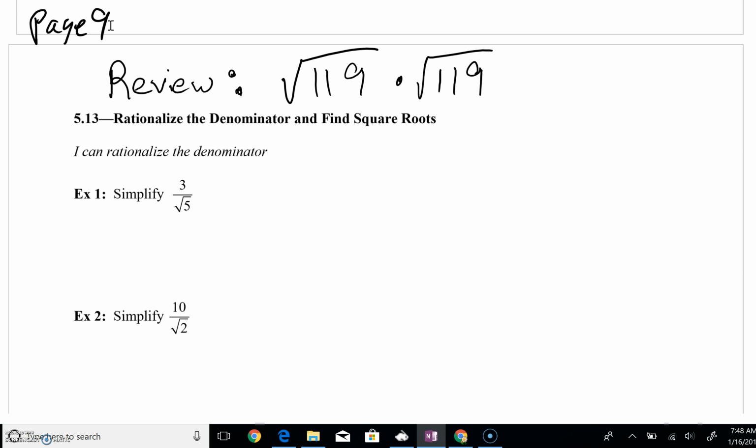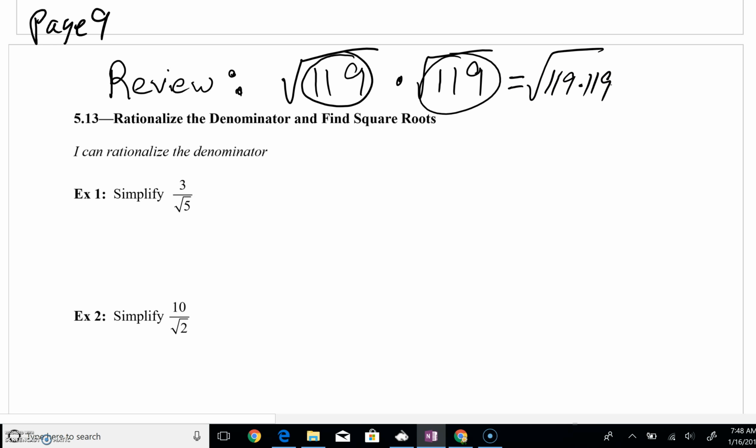Radical 119 times radical 119, what do you think that's going to equal? By the way, here's the hint. I really have two of the same factor, and I could put them in one radical. I could say, look, it's like having one radical with 119 and 119. What do you think we can do now?